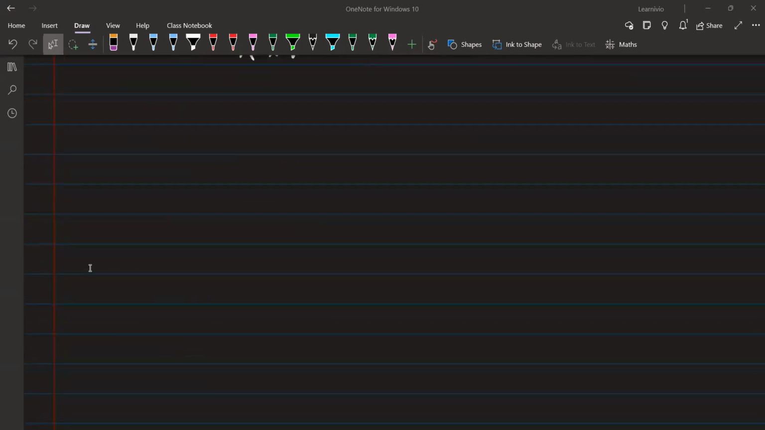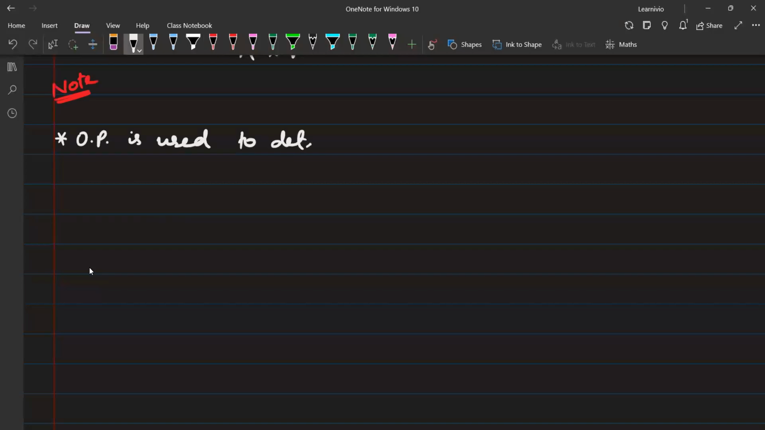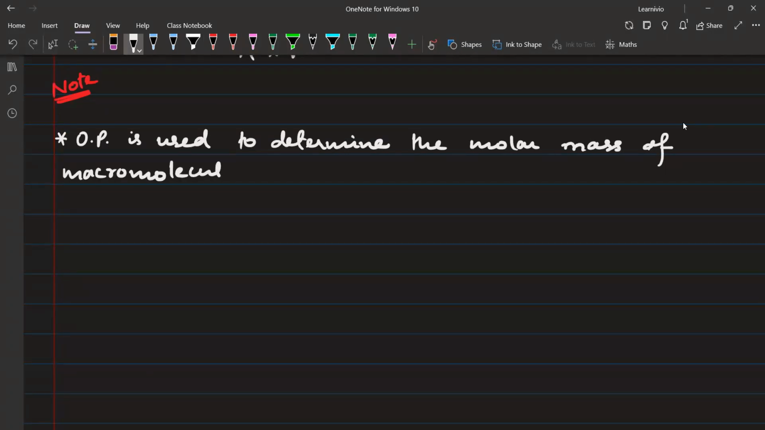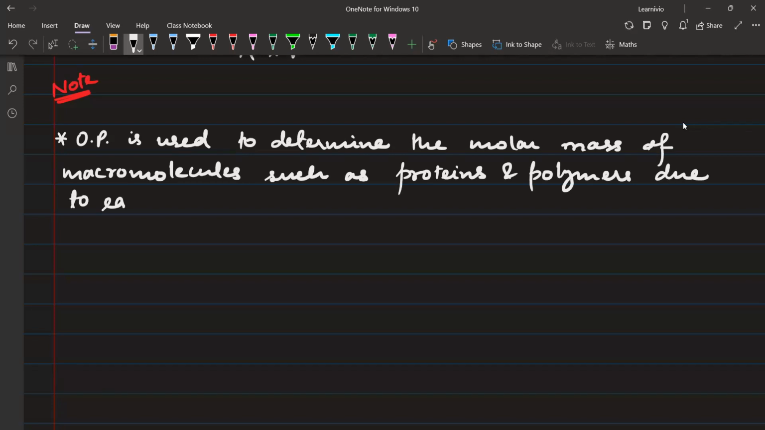You'll write a note here. Osmotic pressure is used to determine the molar mass of macromolecules such as proteins and polymers, due to ease of measurement and significant accuracy.